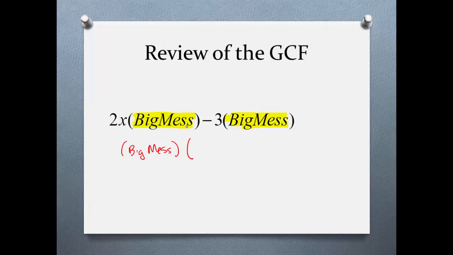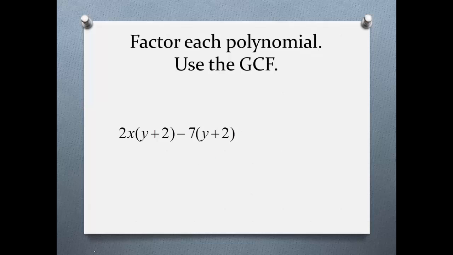If I remove a big mess out of the first set here, then what I have left is a 2x. And if I factor out the big mess on the right, then what I have left is a minus 3. So the factored form here would be big mess times 2x minus 3. And I know that's a little silly, but when we get into grouping, these things that are in common aren't going to be single variables, so some people think of them as really being like a big mess.